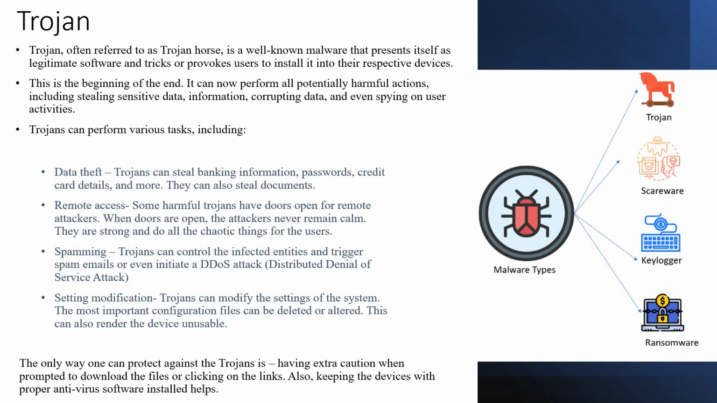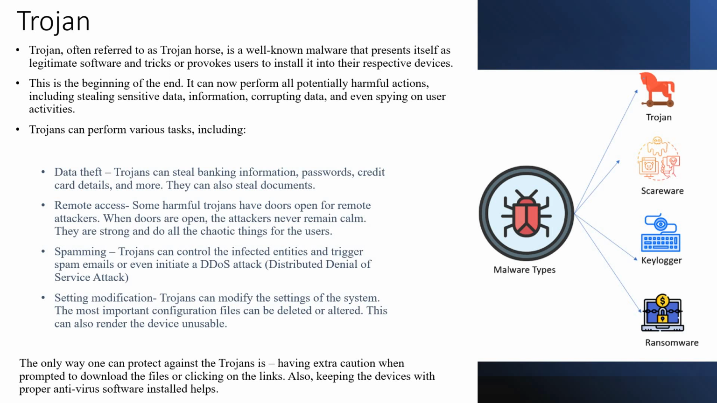It can go ahead with data theft. That's the first thing that Trojans do. They can steal the banking information, the passwords, the credit card details, and whatnot. They can even enable remote access for the attackers who are sitting somewhere, and that way they open the doors for the attackers. And they can also be a spammer. Trojans can control the infected entities completely and trigger spam emails through the network from your system.